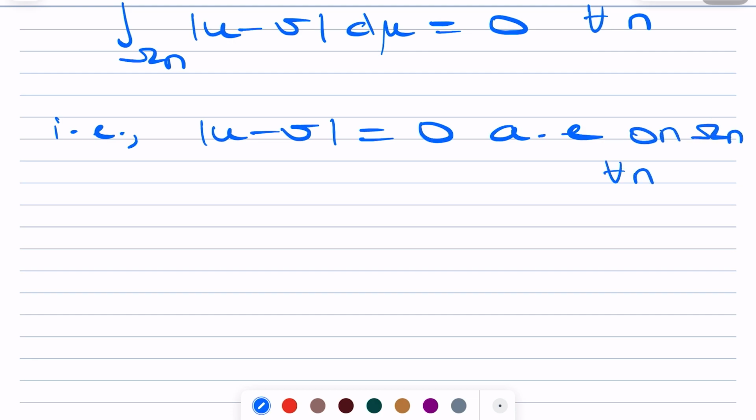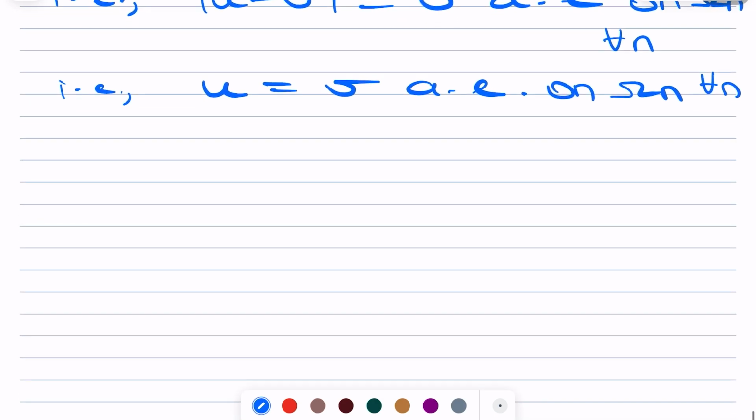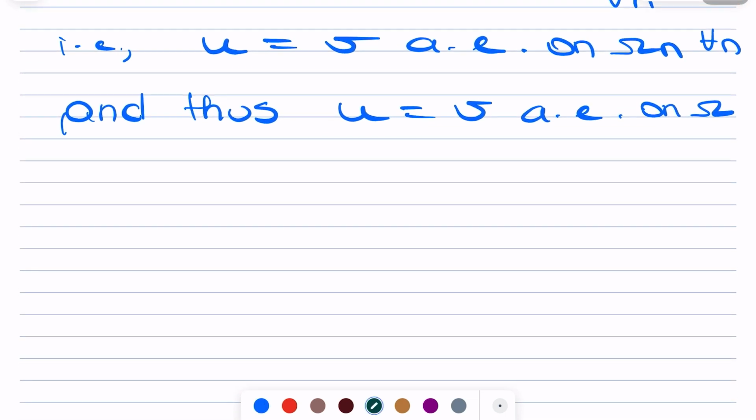So this means that u equals v almost everywhere on omega n and for every n, and thus u equals v almost everywhere on omega. So uniqueness is done. So now let's move to existence.